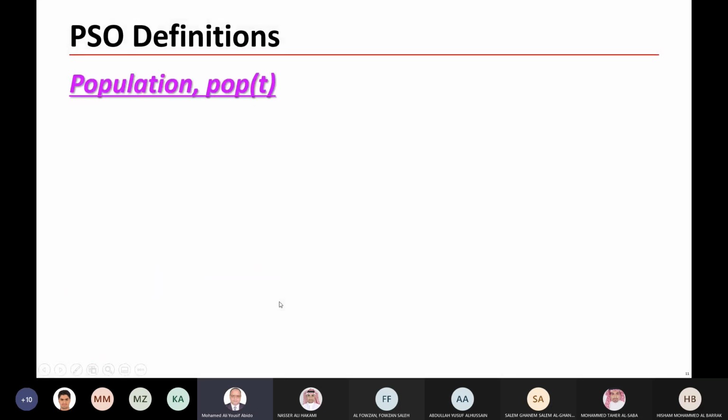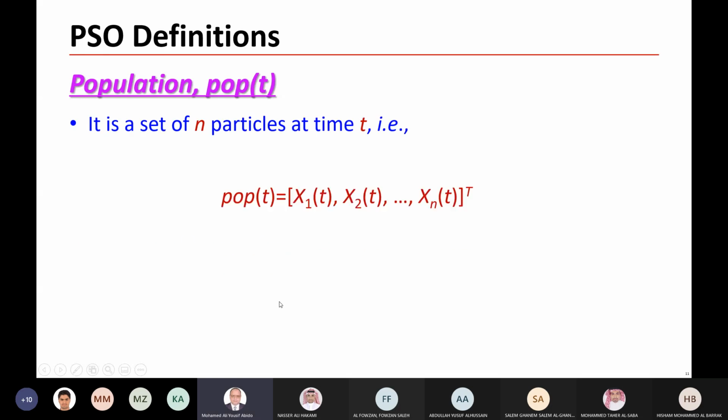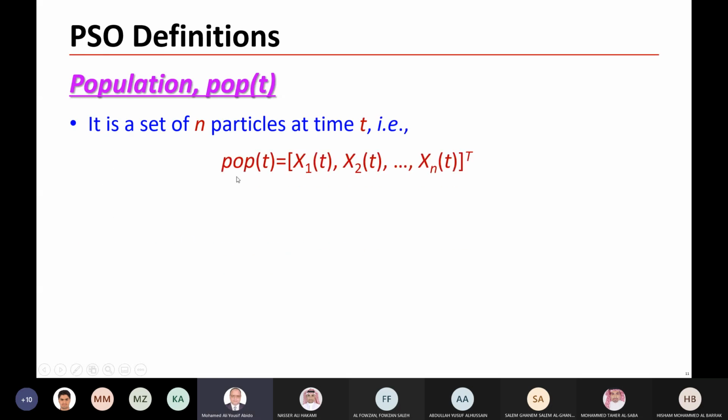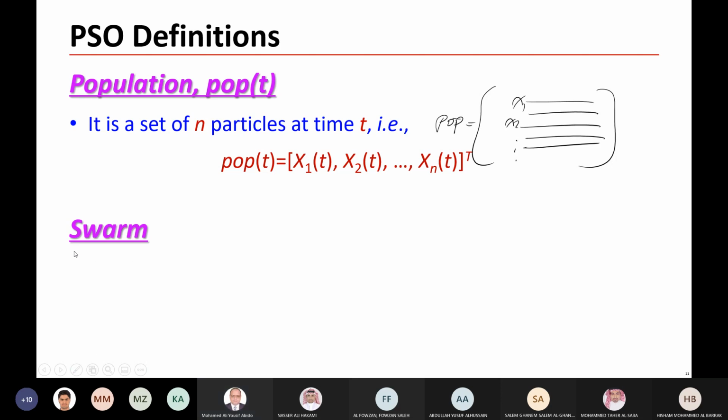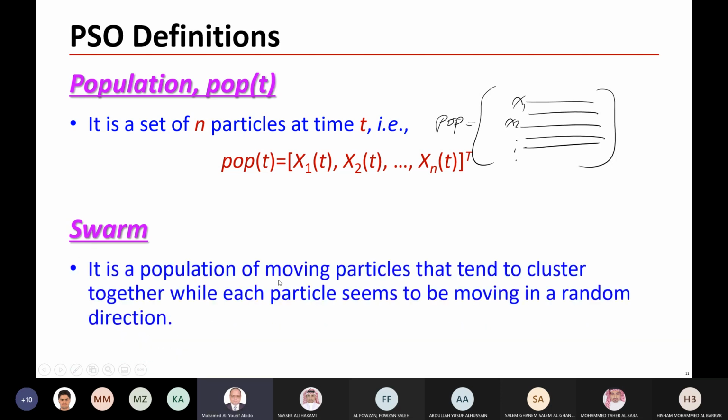Of course, you can have dimension m of optimized parameters. The population is a combination of the solutions, a set of n particles. So population equal to particle 1, particle 2, particle 3, and transpose: x1, x2, and so on. This is the population, similar to what we discussed earlier. So far, nothing new. The swarm is the population of the particles. Same, but when we are talking about swarm, the swarm is the population.